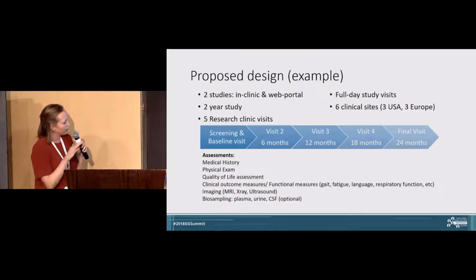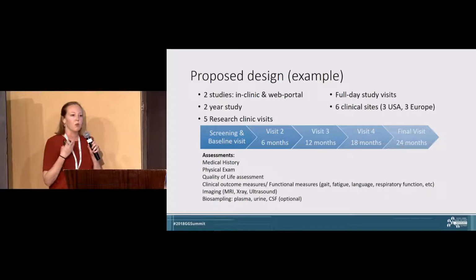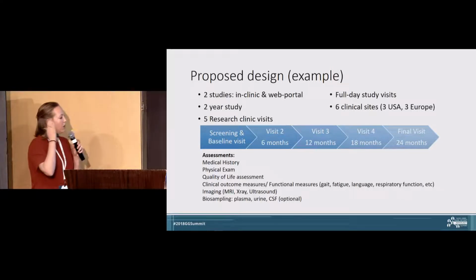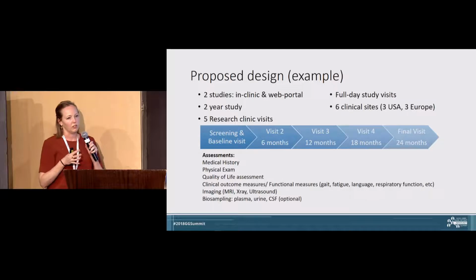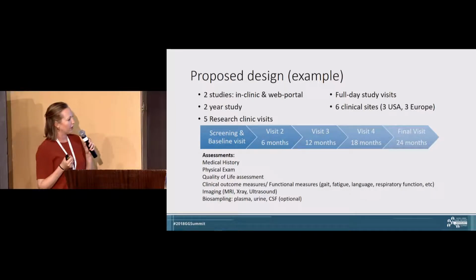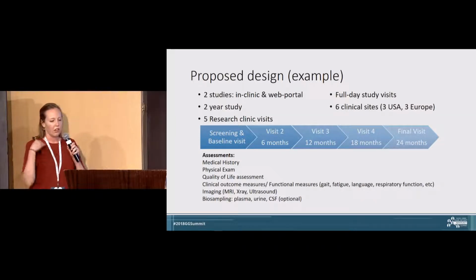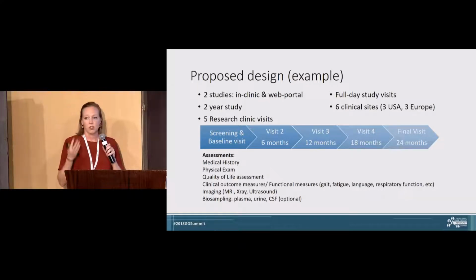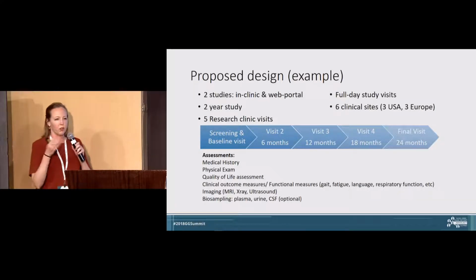And then to give you an idea of assessments, when you walk into these visits, we usually do a medical history, physical exam, quality of life assessment, which is hugely important, to pair quality of life or burden of disease for the family with your clinical outcomes. And then the clinical outcomes can be things like functional measures: how long does it take you to walk across the room? How fatigued do you get? Measurements of language or respiratory function, whatever is really very important for that disease.